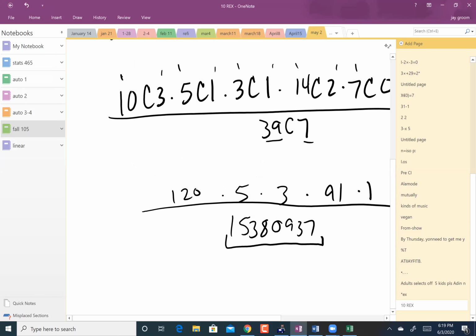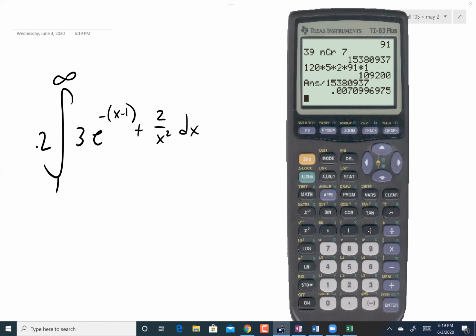So let's just first of all say, is it a PDF? Again, on 1 to infinity. 0.2, oh, you already pulled the 0.2 out. 3e to the negative x minus 1 plus 2 over x squared dx. All right, let's just confirm that that sums to 1 on the interval there.